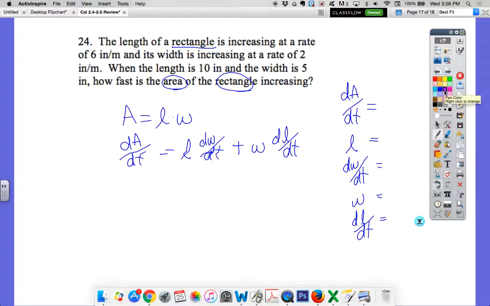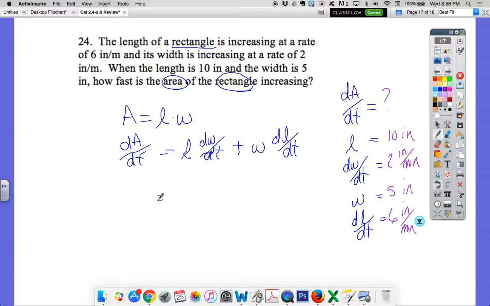Okay, so the length of a rectangle is increasing at a rate of 6 inches per minute. So the length is increasing. That's your rate of your length. Increasing, so it's positive 6 inches per minute. Width increasing, so that's the rate of the width. So it's positive 2 inches per minute. And the length, we're taking a snapshot of when the length is 10 inches and when the width is 5 inches. Exactly what is the area doing at that particular moment in time?